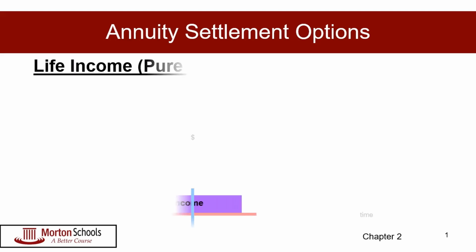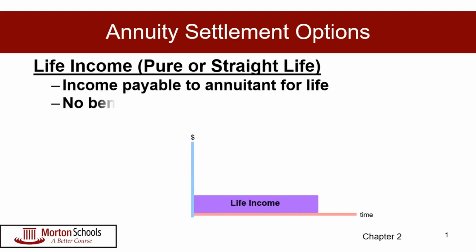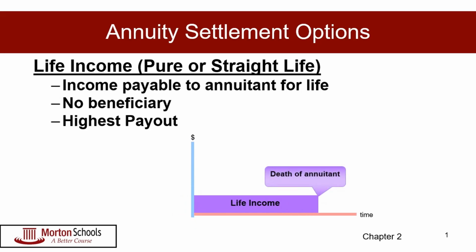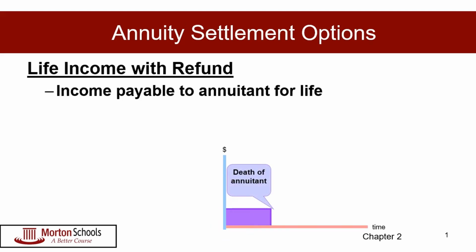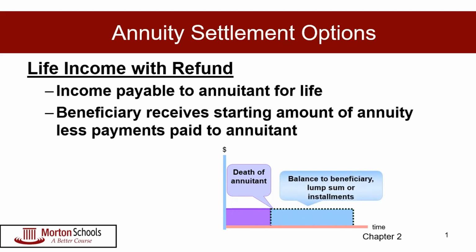The first option is life income, or straight life. This option provides income payable to the annuitant for life. But what happens for the beneficiary? There is no beneficiary. The trade-off, though, is that this option provides the highest monthly income. The second option is life income with refund. This option provides income payable to the annuitant for life. But what happens for the beneficiary? Here, the beneficiary receives a refund of what is left. The beneficiary receives the starting amount of the annuity, less any payments paid to the annuitant.